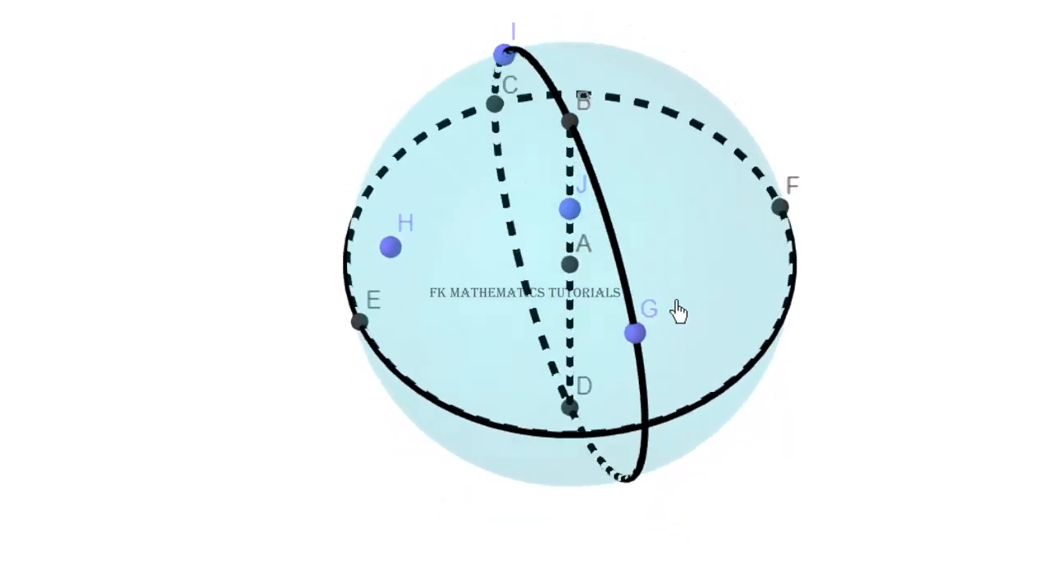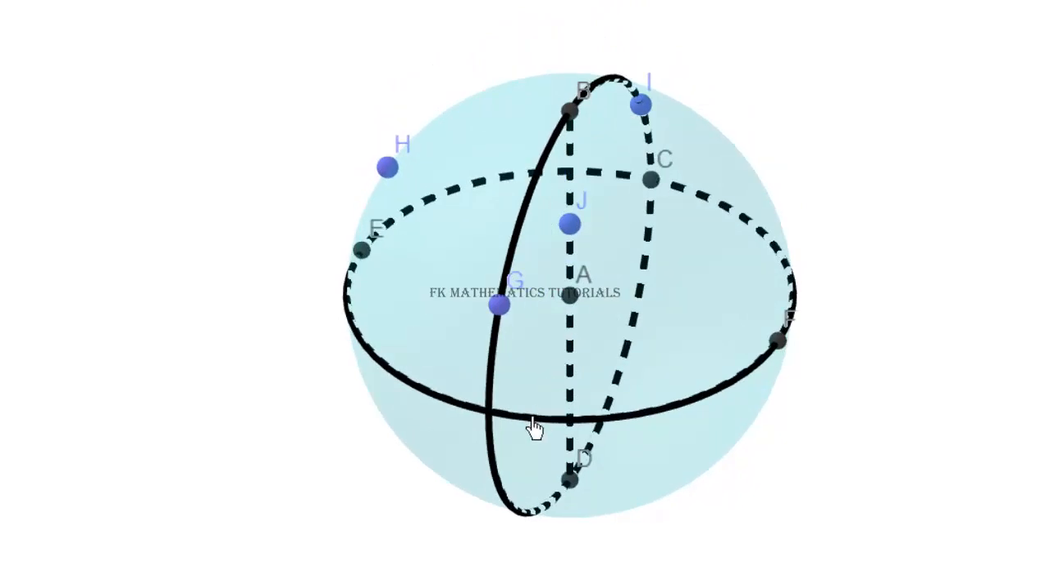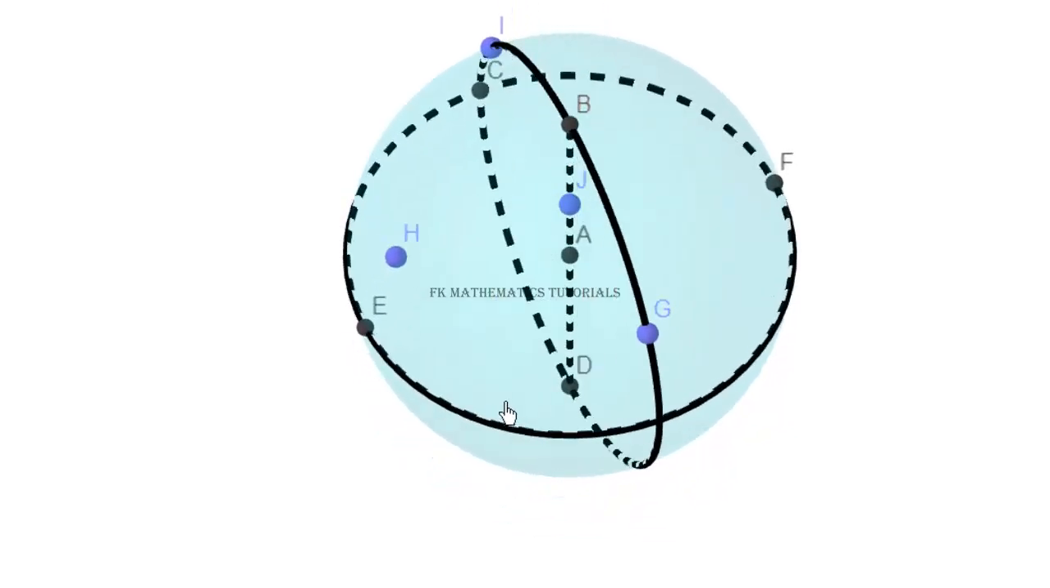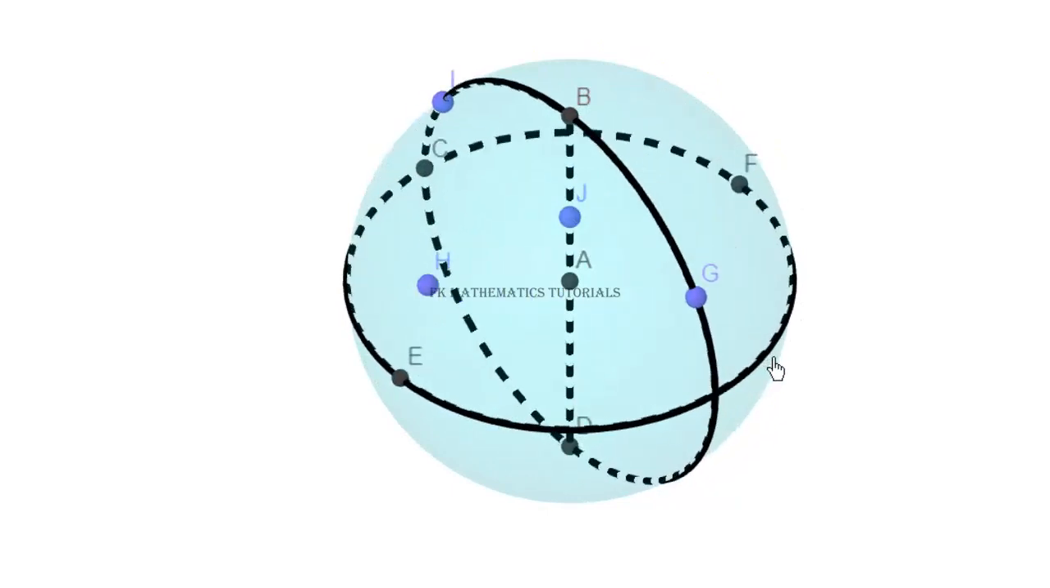So this one, it doesn't go through the poles. It's called the equator. It is also equal to this great circle because it also divides the Earth into 2 equal parts. And the radius of this equator is the same as the radius of the Earth. So the only latitude that is a great circle is the latitude 0 degrees, or the equator.